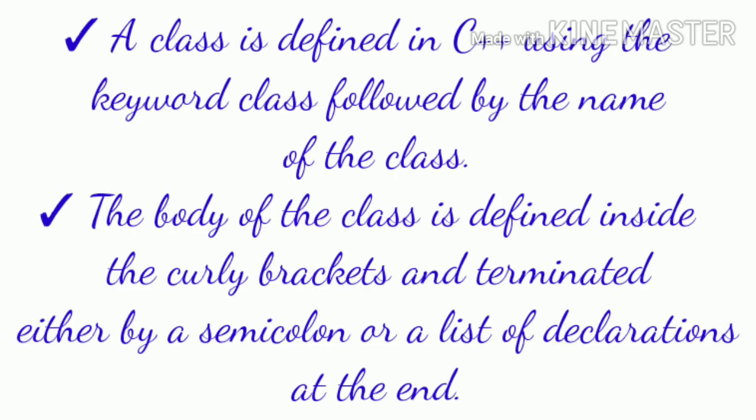The next concept is declaration of a class. How to declare the class? We use the keyword class, and then we give the name of the class, and then open the curly brace and give the member function or variable declaration. After declaration, we close the curly brace and terminate the class using a semicolon.